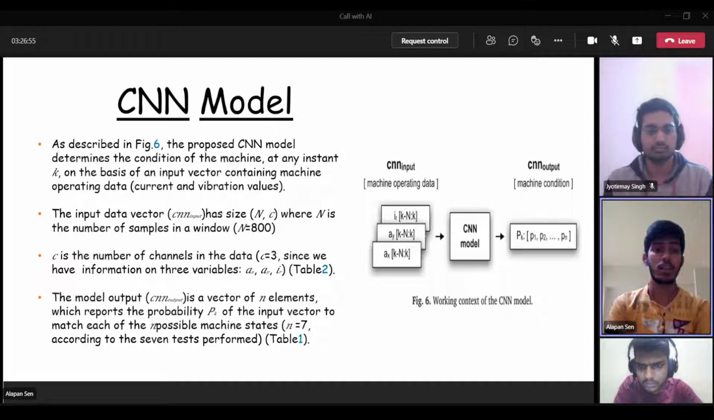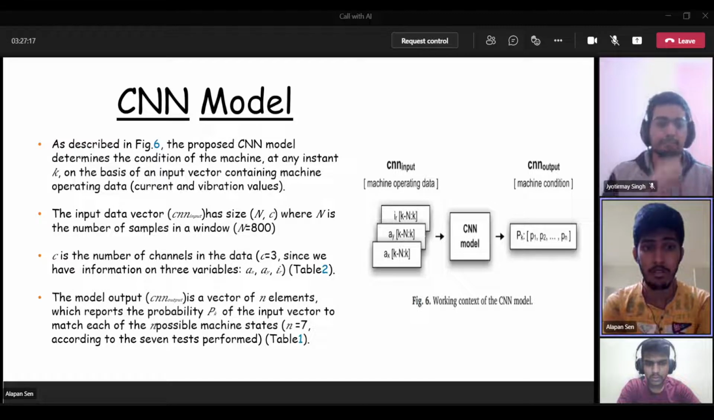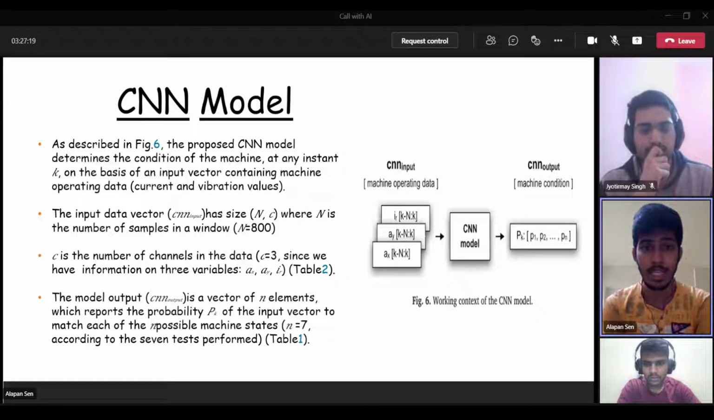Now let's do the CNN modeling. As described in figure 6, the proposed CNN model determines the condition of the machine at any instant k on the basis of an input vector containing machine operating data, such as current and vibration values. The CNN input data vector is n cross C. Here n is the number of samples in a window. In our case, that is 800.